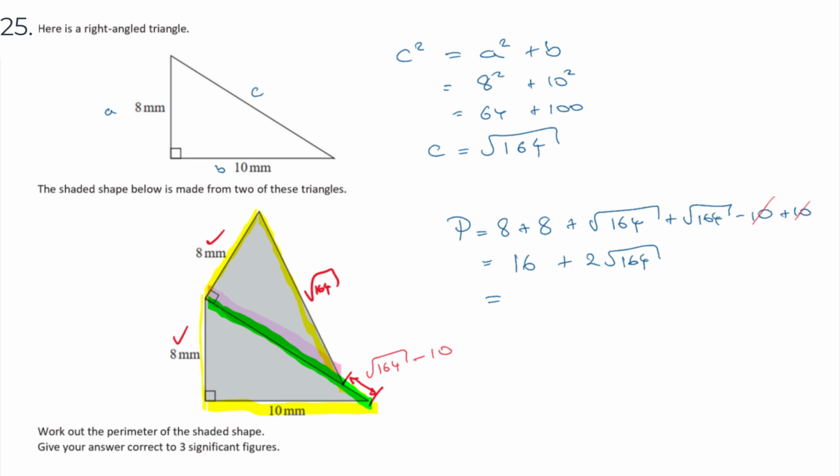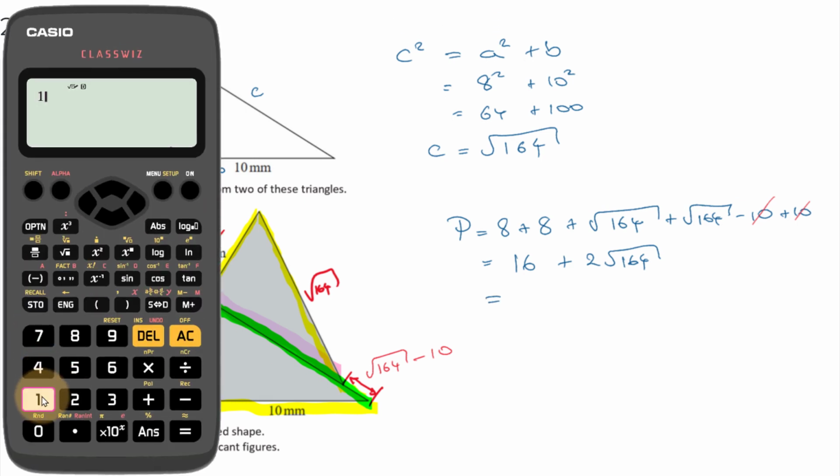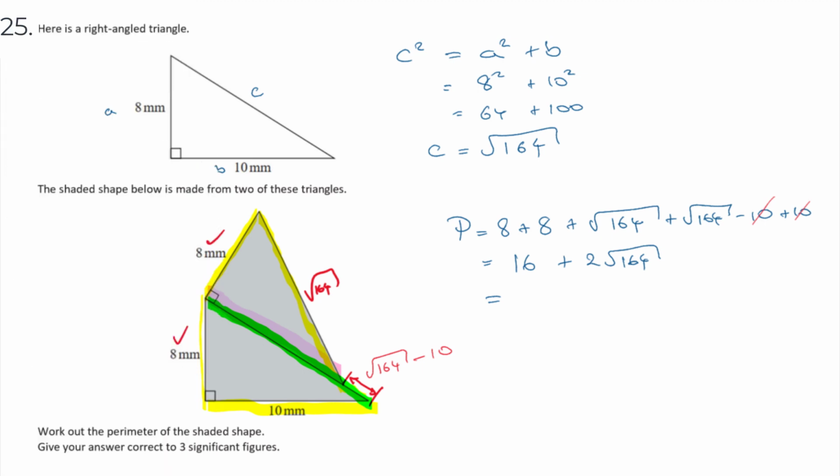Okay, now at this point I'm going to reach for the calculator and tap it in. 16 plus 2 root 164. That comes out to be 41.61. How do I need to round it off? To 3 significant figures. So to 3 significant figures, that is going to be 41.6, isn't it? Okay, so 41.6 millimeters to 3 significant figures.